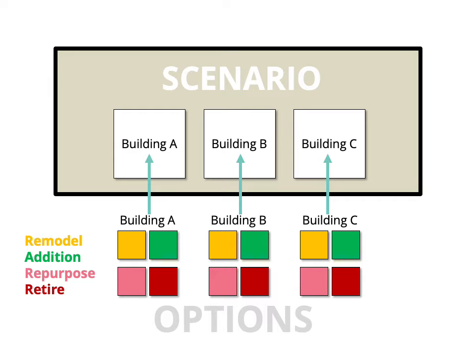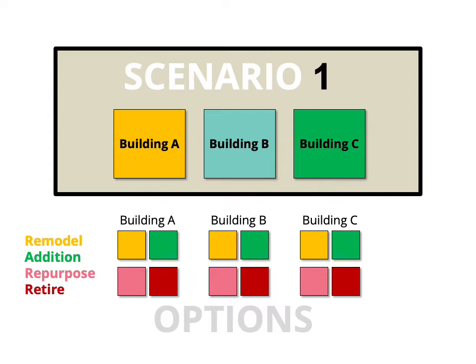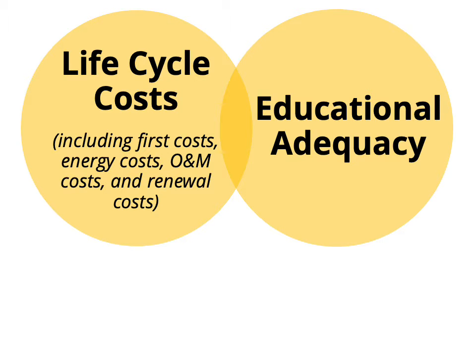These various options are then combined to create a complete scenario for the district. Each scenario has 2 key components. The first are the life cycle costs. These include first costs related to the work, and also energy costs, operations, maintenance costs, as well as renewal costs that would occur over the next 30 years.